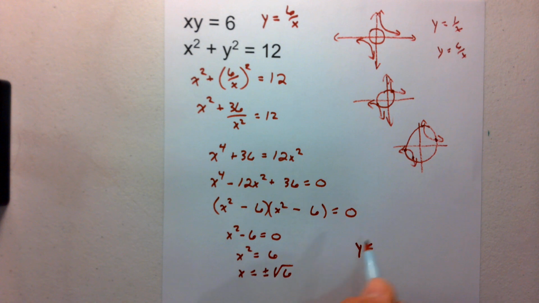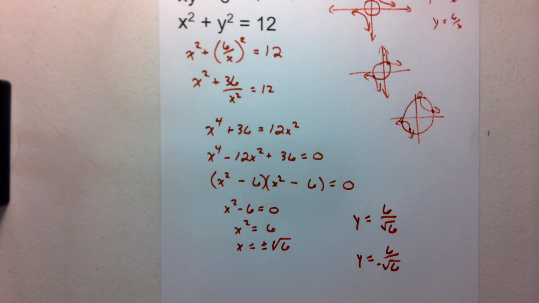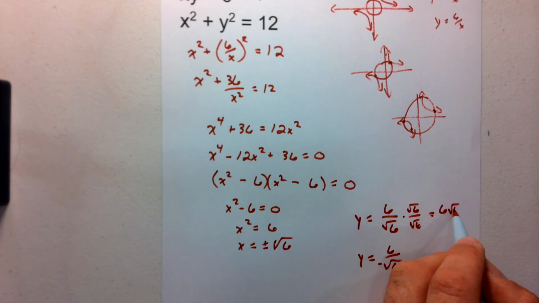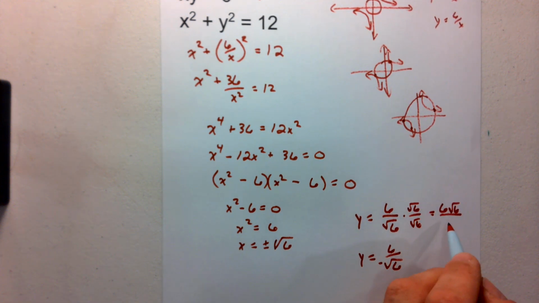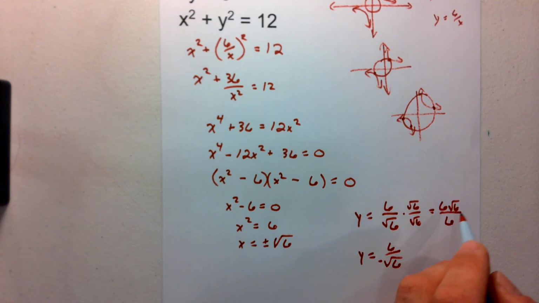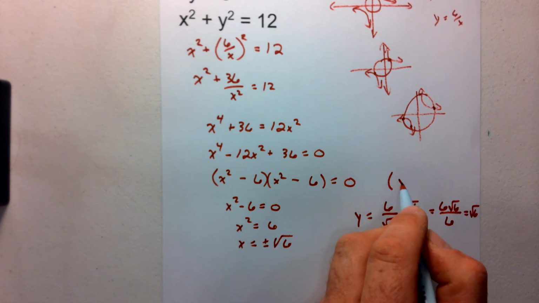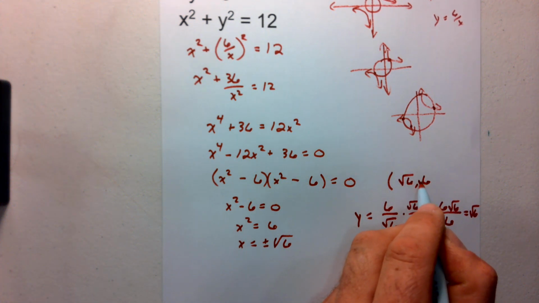So I know that y is going to equal 6 divided by the square root of 6, and y is going to equal 6 divided by the negative square root of 6. And again, we haven't talked about rationalizing that denominator. We could multiply by radical 6 over radical 6, and that's going to leave us with 6 radical 6 over radical 6 times radical 6 gives me 6, and our 6's will cancel, so we just get a radical 6. So it gives me the point radical 6, radical 6.